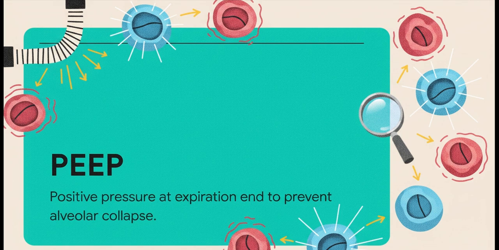That explains exactly why PEEP is absolutely crucial. Positive end-expiratory pressure acts like a constant artificial stent, holding those surfactant-depleted alveoli open at the end of every breath. You're aiming to keep this at or above 5 centimeters of water, always.